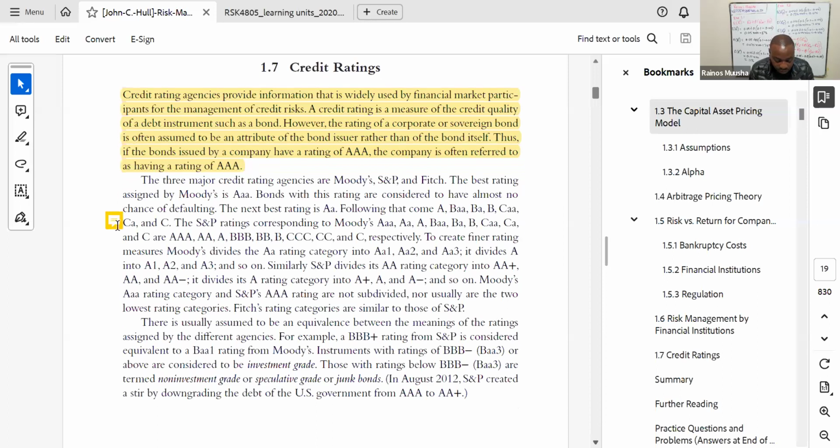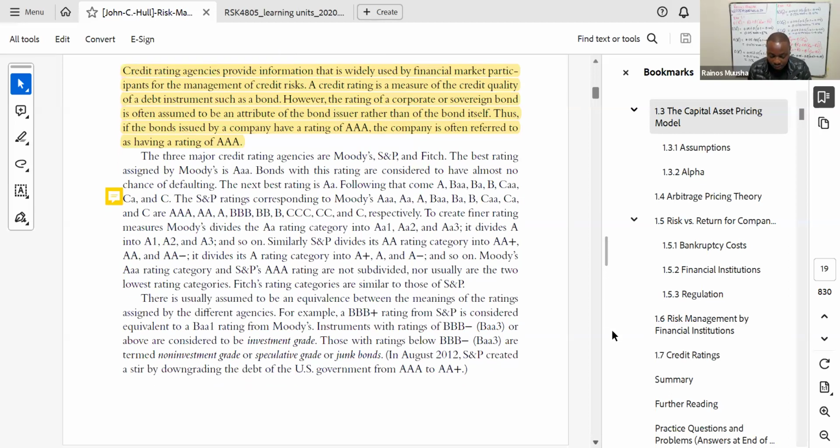And remember, they also give us these different ratings that are given by the different rating agencies, like for example Moody's and S&P. The ratings, you don't really need to worry about. That's why I didn't highlight that as well.